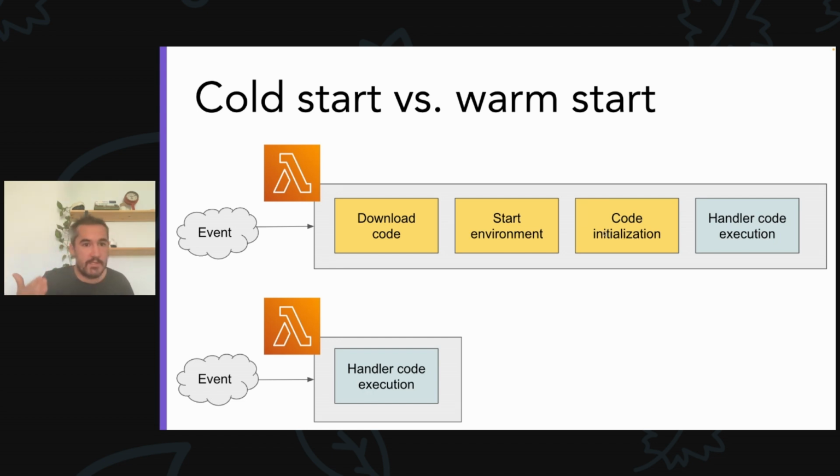On the second request, or when you have more traffic, every request other than a cold start will be a warm start. So we don't need to download the code. We don't need to start the environment because it's already there and the code has already been initialized. So then you just execute your code. So this is a warm start and a cold start. And of course, if we want the lowest latency possible, you need to make sure that, for instance, code initialization is really, really small.